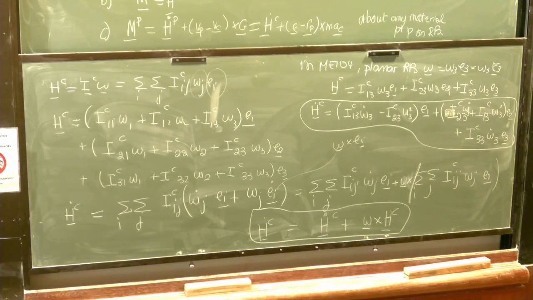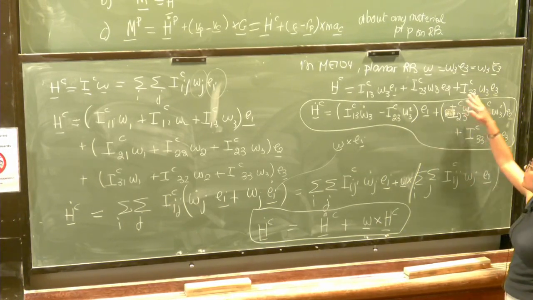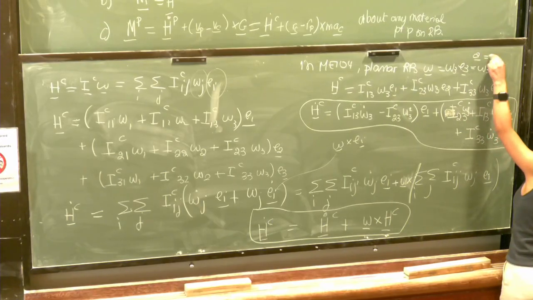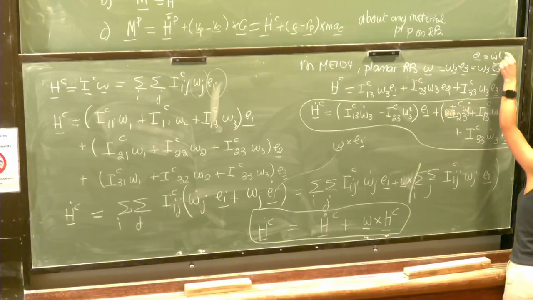And in some problems, it might simplify even further. In some problems where the products of inertia are 0, it might simplify even further. So if the products of inertia are 0, then these terms go away, these terms go away, these terms go away, these terms go away, you're only left with this term if the products of inertia are 0. One more thing I want to say is that the angular acceleration alpha is the derivative of the angular velocity. Alpha is omega dot 3 e_3.